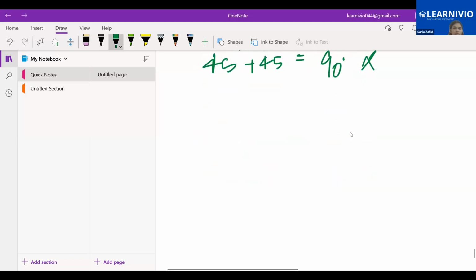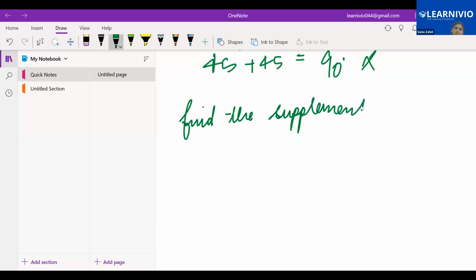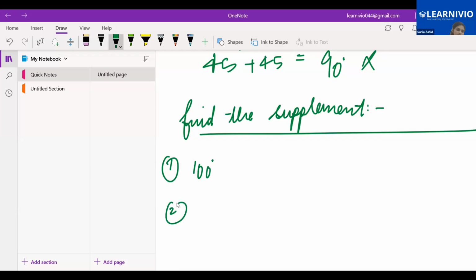Now you have to find the supplement, okay? Just do this question. You have to find the supplement of the following. First is 100 degree. Second is 90 degree. 55 degree. 125 degree. Okay, you have four angles. Find the supplement of each of the following.